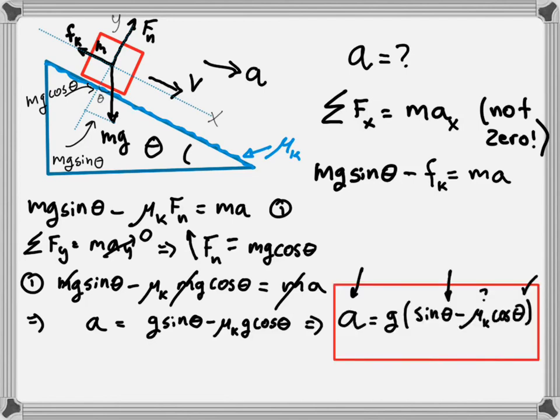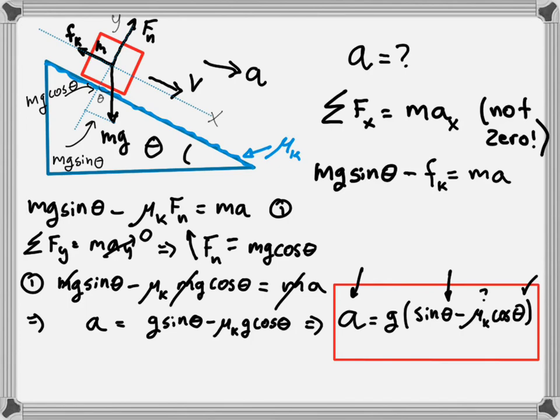We could just factor out a g if we wanted to, and we get the equation a equals g times sine theta minus mu k times cosine theta. So you can imagine that in an experimental situation where you set up a block and the block slides down an incline, if you measure the acceleration and then you measure the angle of the incline, knowing that g is 9.8, that would allow you to find the coefficient of kinetic friction between the two surfaces.